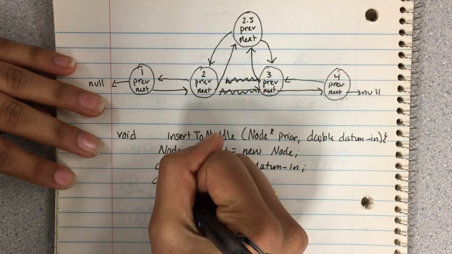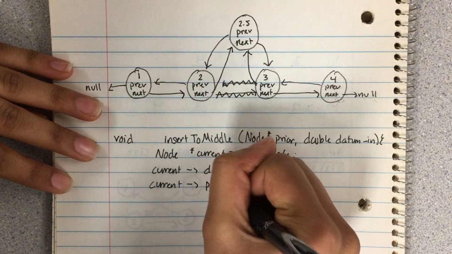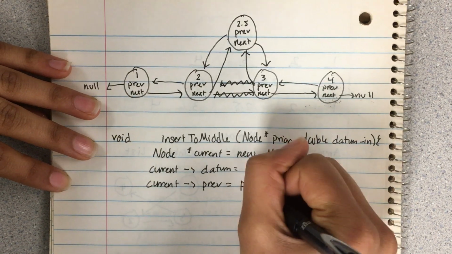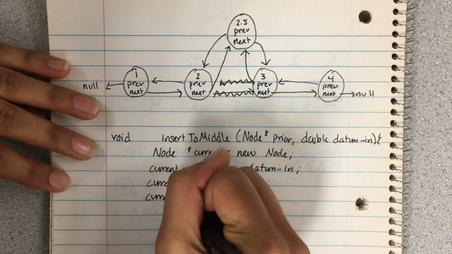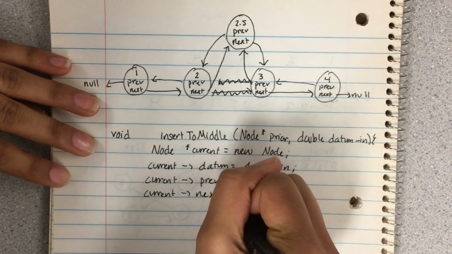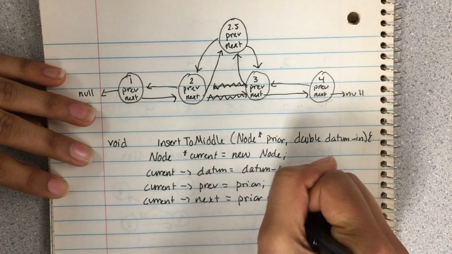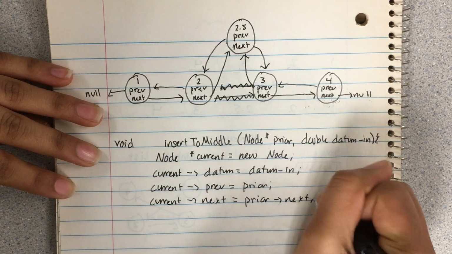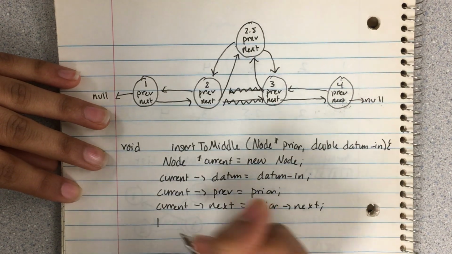We would have to set its previous pointer to be pointing at 2, which is the same as our prior. We would have to set its next pointer to be pointing at 3, which is the same as the next pointer of 2 currently, so prior next. We would also have to set the next pointer of 2 to be pointing at 2.5 now.